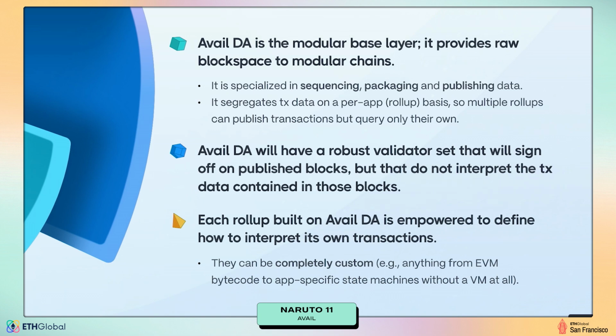You can think of it as sequencing, packaging, and publishing data, and then it can segregate transaction data for any rollup, right? So AvailD will have a large validator set, and it uses something called nominated proof of stake for the consensus mechanism, which we'll go into later on. And then finally, each rollup can be built on AvailD for any kind of custom things as well. So you can have app-specific state machines. You can change multiple things in your rollup that you deploy on the Arbitrum stack, OP stack, or zkSync chains.